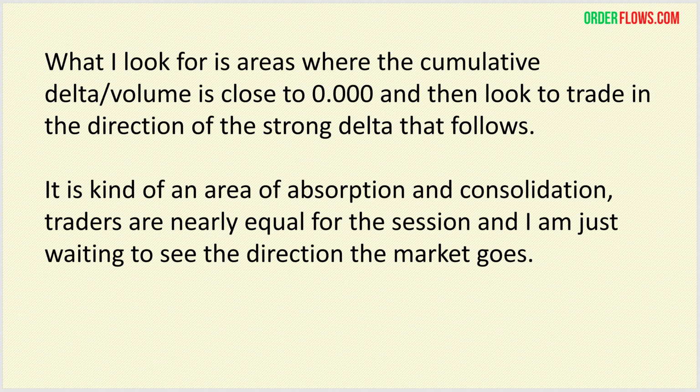What I look for is areas where cumulative delta divided by cumulative volume is close to 0, basically almost at 0.000. Then I look for a trade in the direction of strong delta that follows. It's kind of an area of absorption and consolidation. Traders are nearly equal for the session, and I'm just waiting to see the direction of the market.